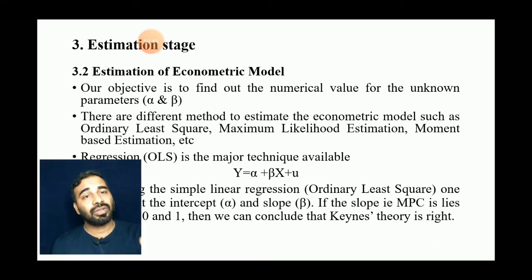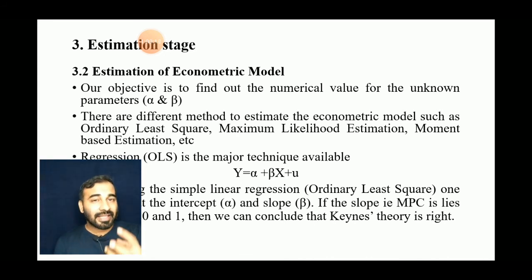How to get the value? A large number of methods are available. The OLS method, the regression method, is one method. Then maximum likelihood is another method. Then the moment based method is another method. So there are a large number of different econometric methods available. But in the basic econometric course, we will only deal with OLS, or what we call the regression technique. So we have an equation y is equal to alpha plus beta x plus u. We have to find out alpha and beta.